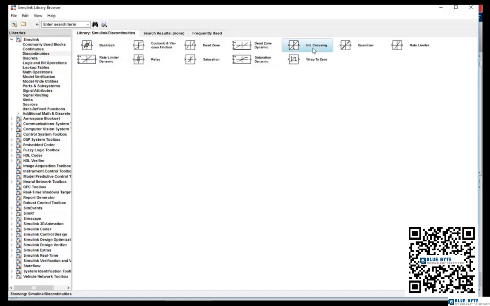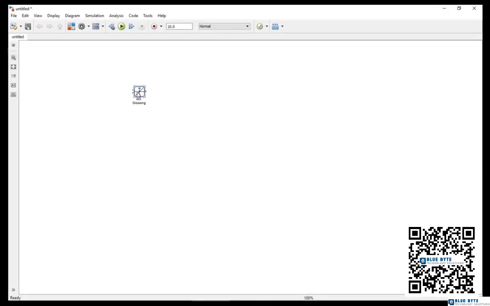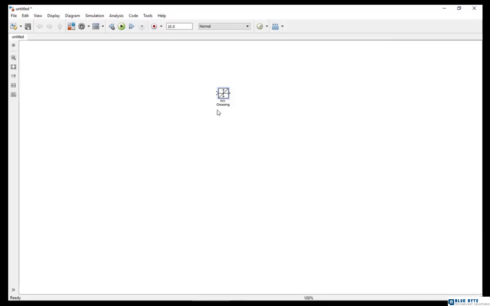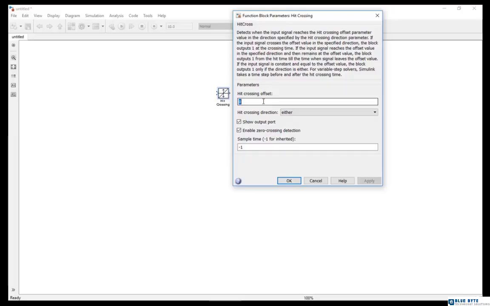The next block is hit crossing, which has interesting applications. It recognizes the input which is passing through it and enters a hit at the set time. Here in the hit crossing offset, we set an amount, and when the input reaches that amount, it will be recognized and shown in the output with an impulse. We usually use it in recognition.